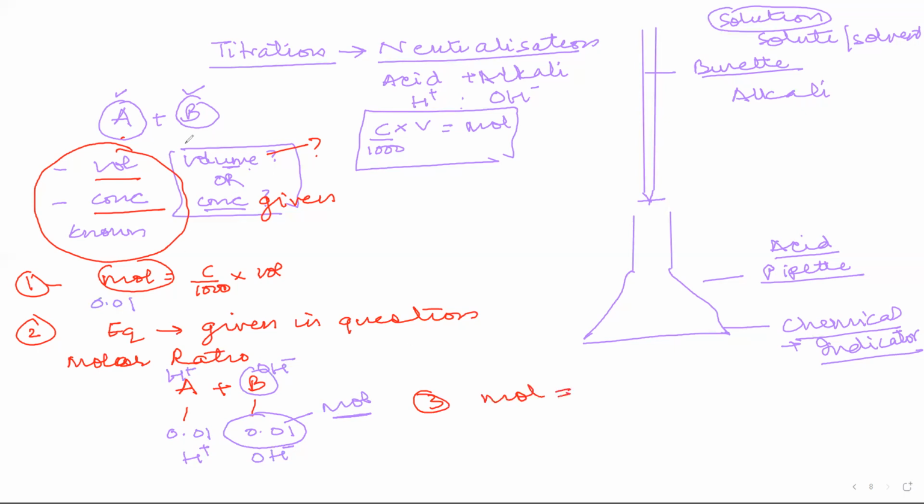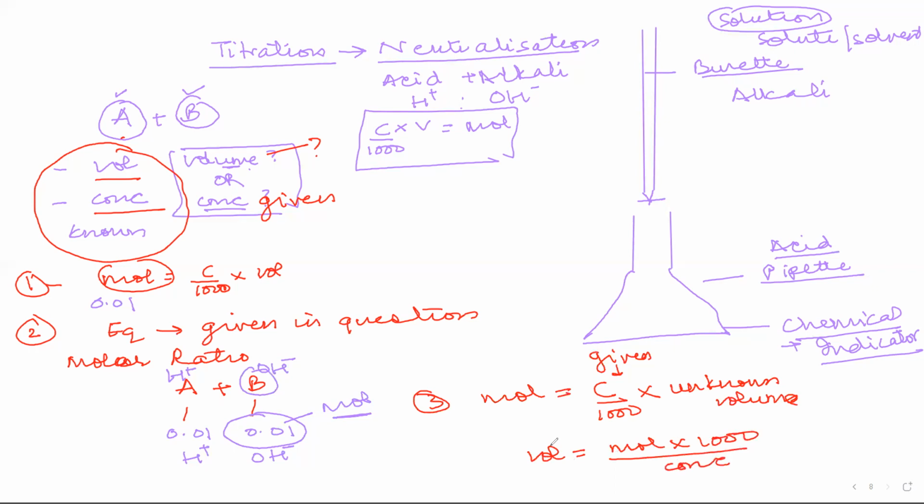We need to find out the volume. So using the formula, the concentration is already given to us. Whatever concentration they have given us, that given concentration we'll write down here, divide by 1000, and we will find out the unknown volume. You will find the unknown volume by rearranging this formula. So how will we rearrange the formula? Volume is equal to moles multiplied by 1000 divided by concentration, and we get the volume.